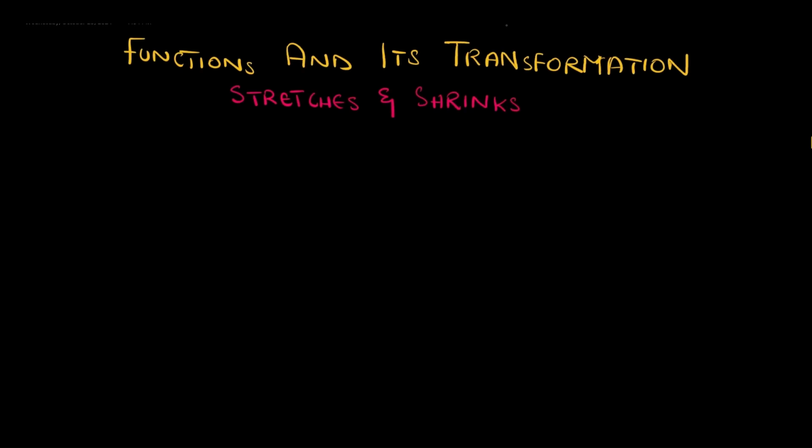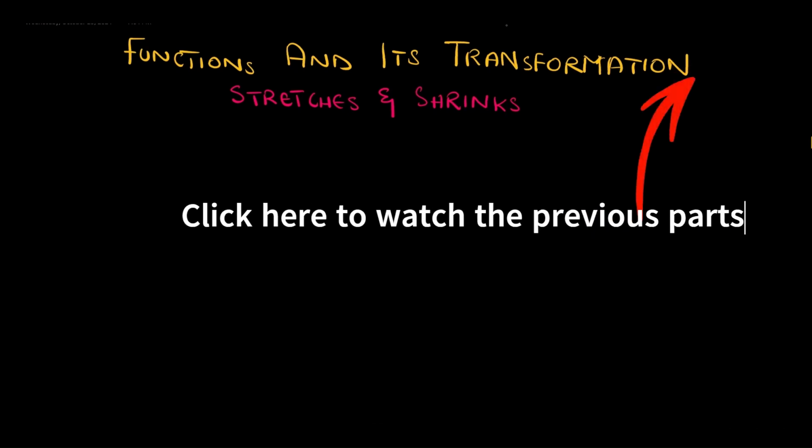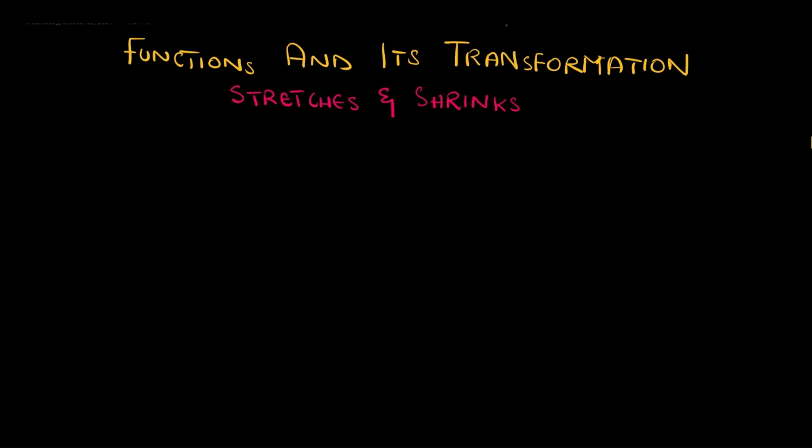This is part 4 of functions and their transformations. In this video, we will cover stretches and shrinks that happen when we multiply or divide something to the output of the function or the input of the function. In the last 3 parts, we learned about reflections and shifts, vertical as well as horizontal. So now without any further ado, let's begin with the video.